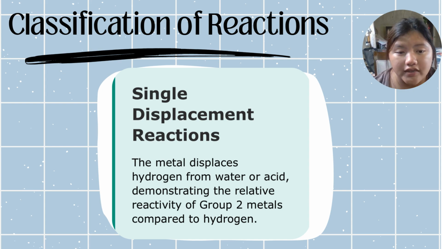This demonstrates the reactivity of group 2 metals compared to hydrogen, because the more reactive the metal, the faster the reaction. In short, the single displacement reaction shows us how a stronger element pushes out a weaker one from a compound, proving which element is more active or reactive.